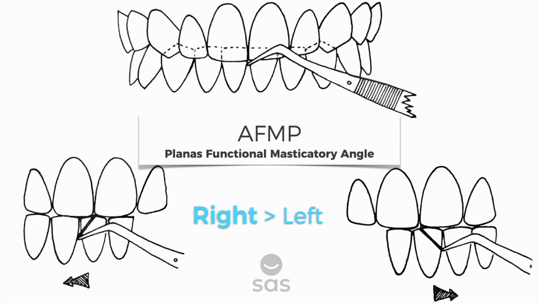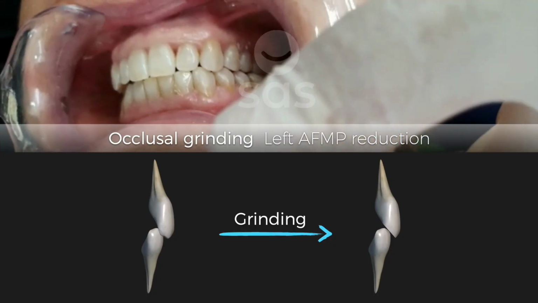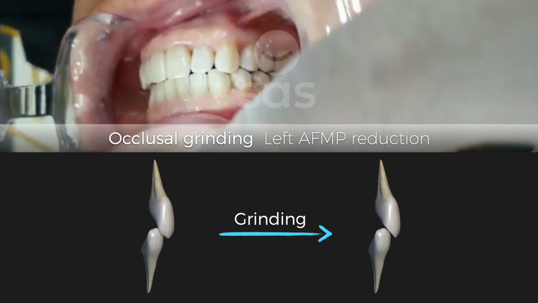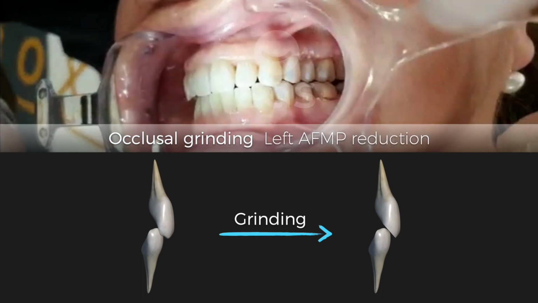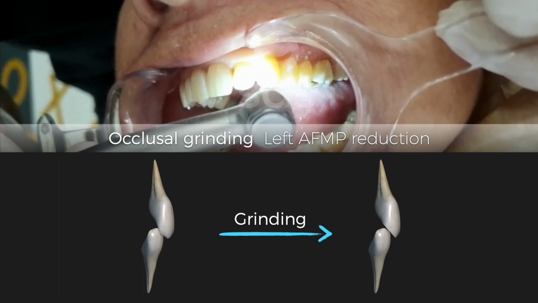To achieve oral stability, function must be balanced. This means that the patient should start chewing on the left side. We will achieve this with occlusal adjustments, making the left functional masticatory angle smaller than the right one. In this way, the patient will start chewing on the left side as well.